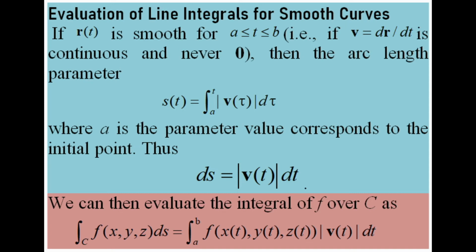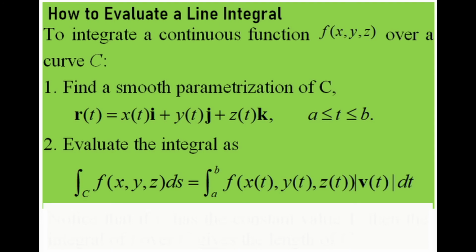Now we summarize the discussion and say how to evaluate a line integral. In order to integrate a continuous function f of x, y, z over a curve C, in the first step we find a smooth parameterization of C in the form r of t equal to x of t i plus y of t j plus z of t k, where a less than or equal to t less than or equal to b. In the second step, we evaluate the integral as integral over C f of x, y, z ds equal to integral a to b f of x of t, y of t, z of t times absolute value of v of t dt.